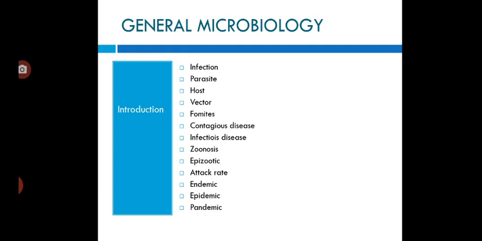Zoonosis: diseases that can be transmitted from animals to people, or more specifically a disease that normally exists in animals but that can infect humans. Some examples include anthrax and ascariasis. Epizootic is denoting or relating to a disease that is temporarily prevalent and widespread in an animal population, such as in domestic livestock.